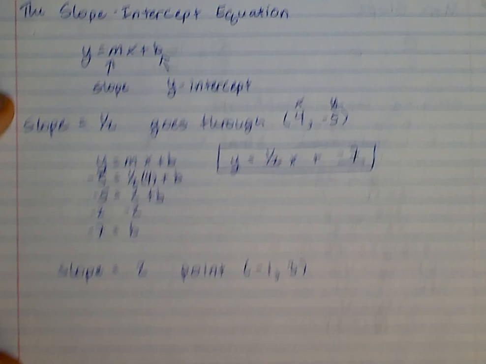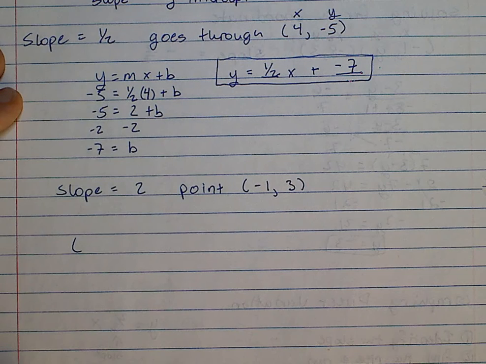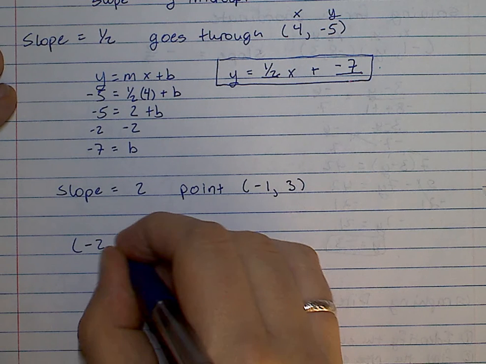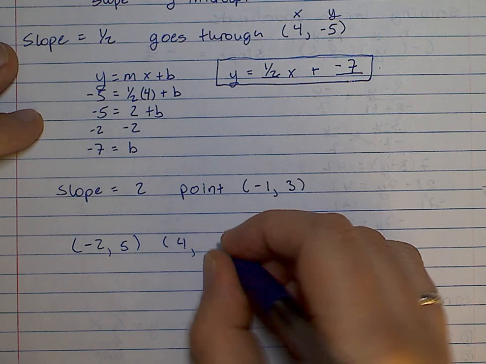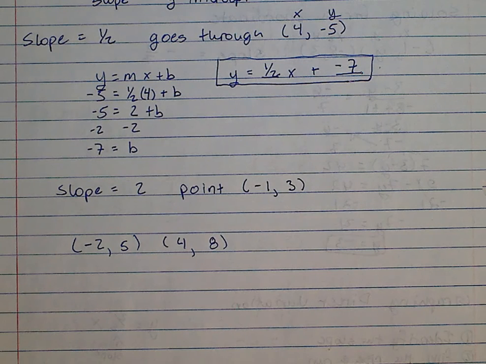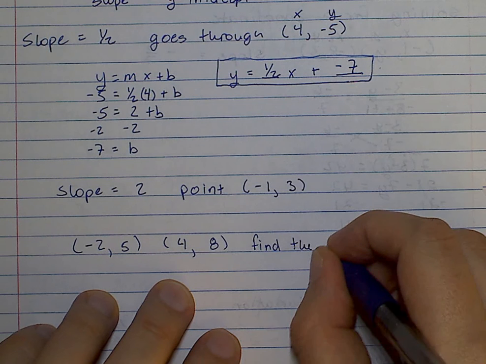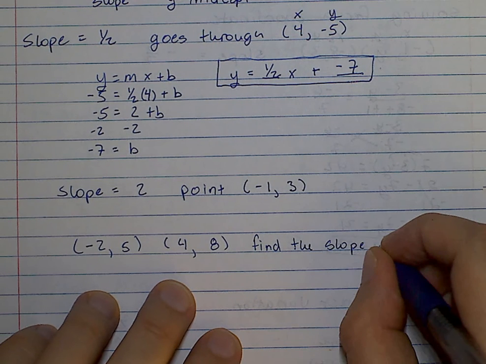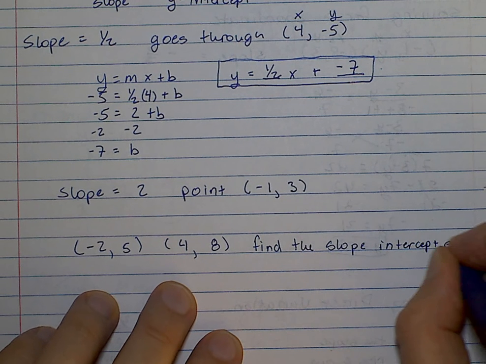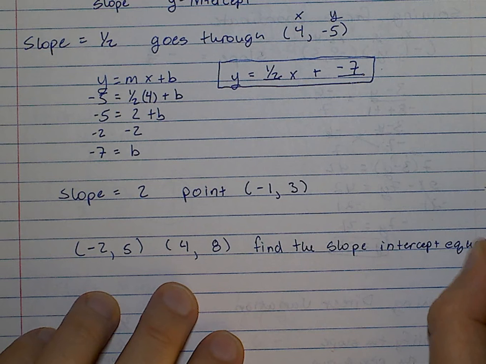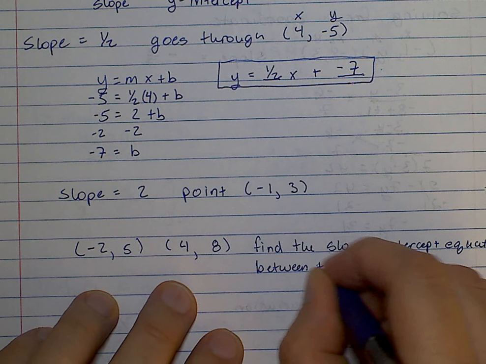Okay. So let's take a look at another version that we're going to be looking at today. So let's say we have 2 points. Say our 2 points are negative 2, 5, and our other point is 4, 8. And I want to find the slope-intercept equation between these points.